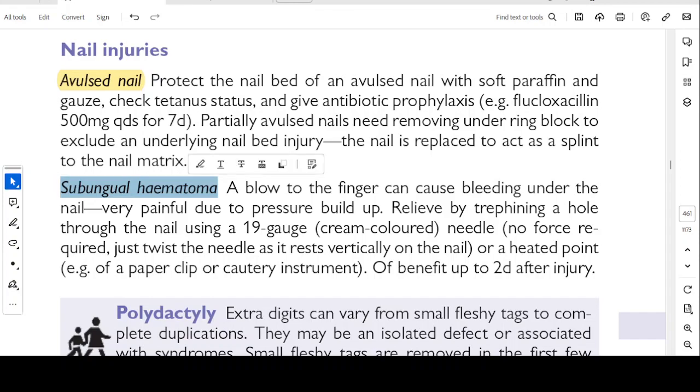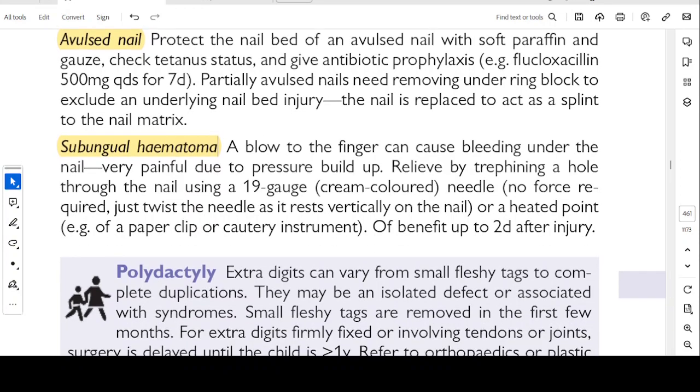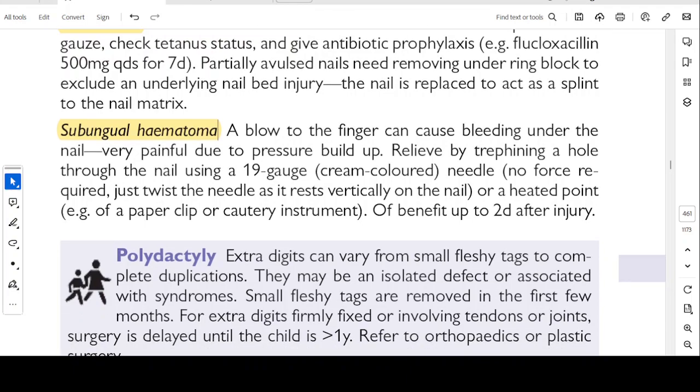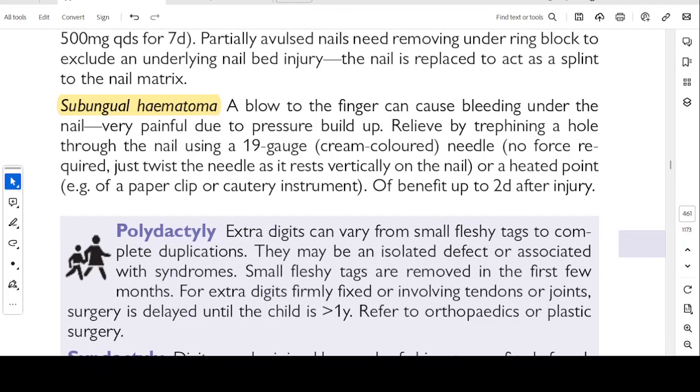Subungual hematoma. A blow to the finger can cause bleeding under the nail, very painful due to pressure buildup. Relieve by trephining a hole through the nail using a 19 gauge needle. No force required. Just twist the needle as it rests vertically on the nail, or use a heated point, for example a paper clip or a cautery instrument. This is of benefit up to the second day after the injury.